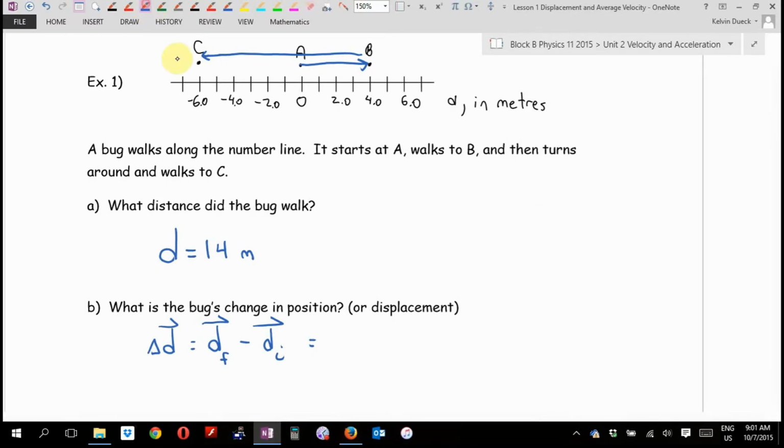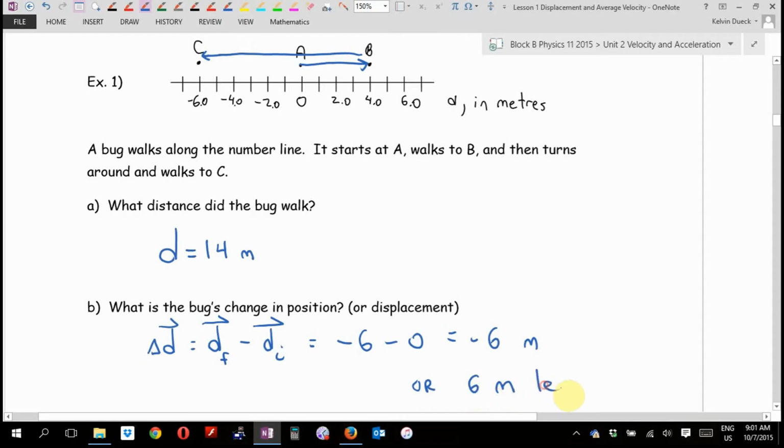What was the final position? -6. What was the initial position? 0. And that also gives you the answer in meters. What's the negative telling me? Left. You could also say 6 meters left, I'd take that. Which is less writing, the first one or the second one? Let's go with the first one. Now, if you said -6 meters left, then you'd be saying it was negative left. What do you think negative left technically is?